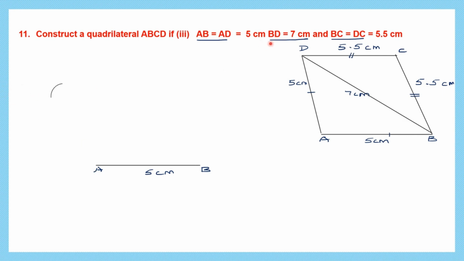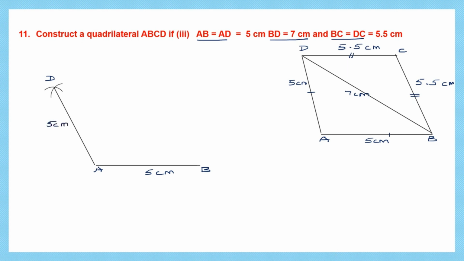Now we are also told BD is 7 centimeters. So we can take 7 centimeters on a compass, place it at B and cut this arc which has been drawn here. So let's cut that arc. Here the two arcs have met at a point and that point we can call D. This is the point of intersection and that is D. So now we can join A and D. So we get AD, which is equal to 5 centimeters.